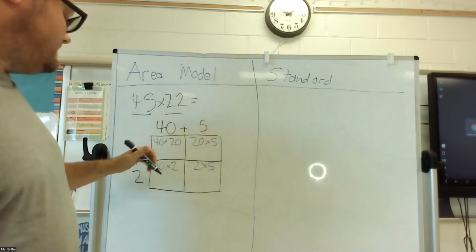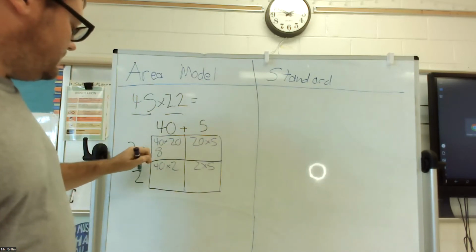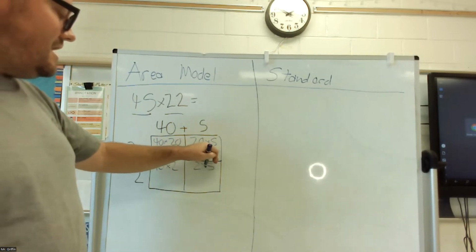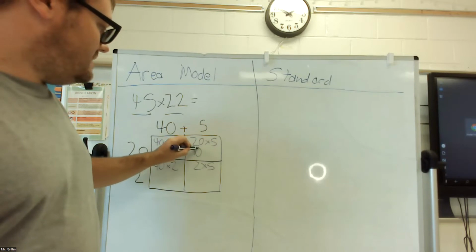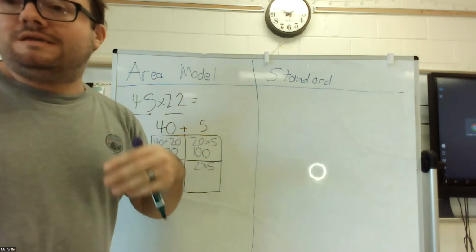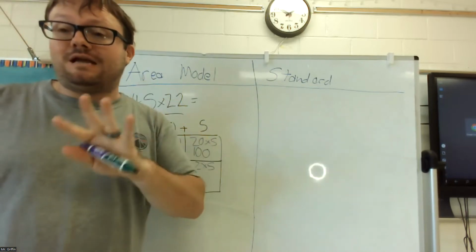So I know that 4 times 2 is 8. 2 zeros makes it 800. 20 times 5, I know 2 times 5 is 10. Add a 0 makes it 100. Now make sure 2 times 5 is 10. It's a common thing I see.